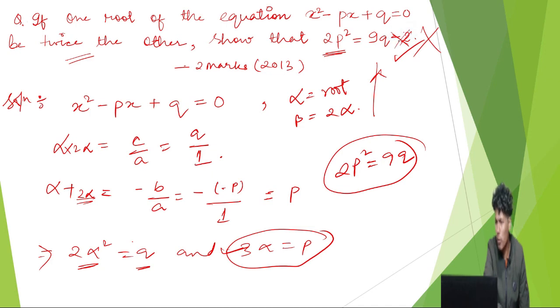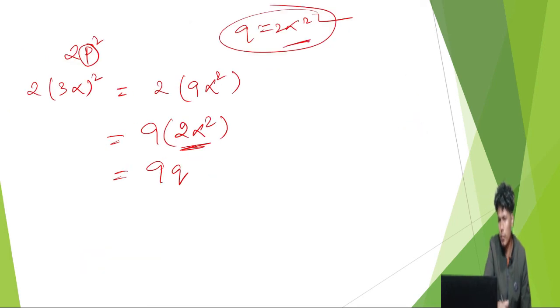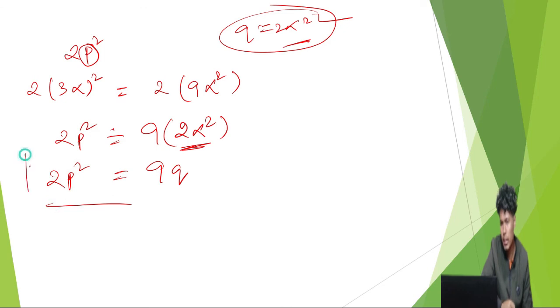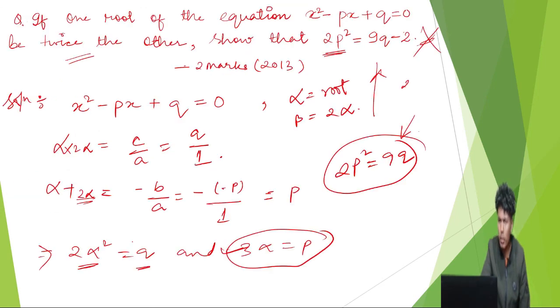I don't know whether I copied the wrong question or the question given in the exam was wrong. The question must be 2p square is equal to 9q, which we have proved here. Okay, now let us do another question which will make you more clear.